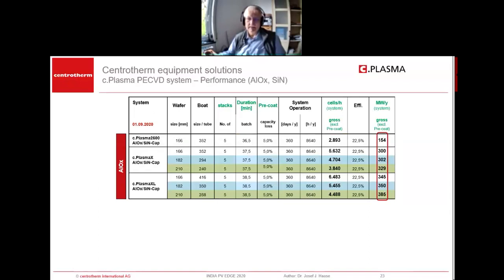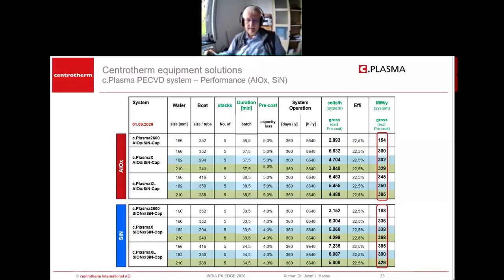please. Here you see just what this means in megawatt when I take our standard processes. The small one, which had about 150 megawatts in Alox, and the Plasma X about 300 megawatts. And this is quite independent of the wafer size, as the area of the graphite plates in the graphite boat are different wafer sizes. And if you go to the Plasma XL, the next extension, then we run about 350 megawatts. Next.